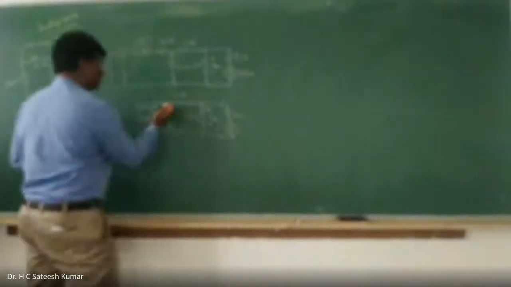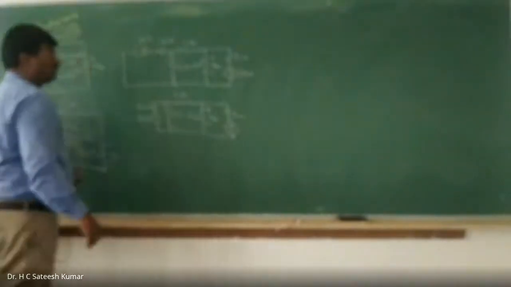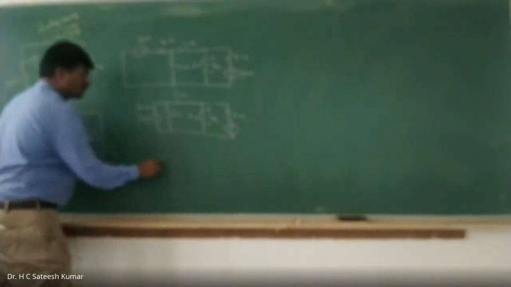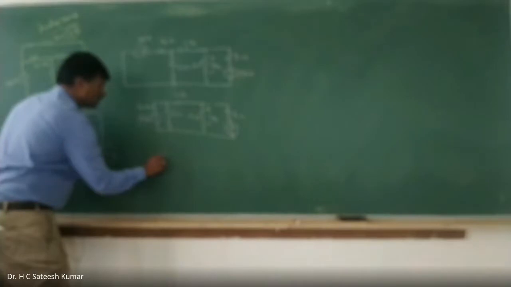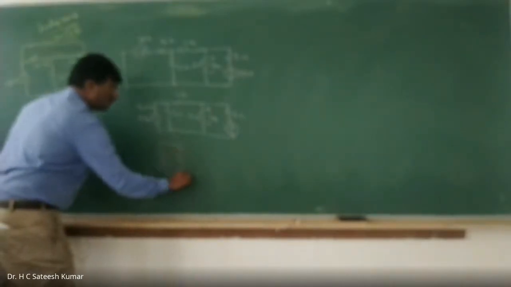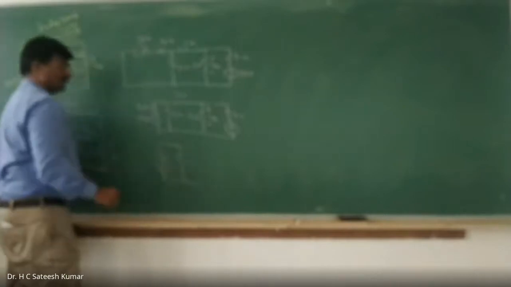Now, if you want to see, these two are parallel. If you want to simplify parallel connection, what you should do? Convert this voltage source into current source. Voltage source in series with the resistance can be converted into current source in parallel with the resistance.